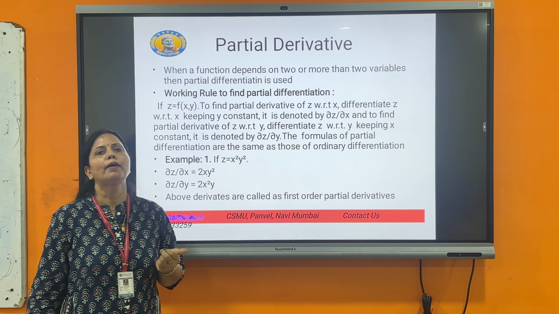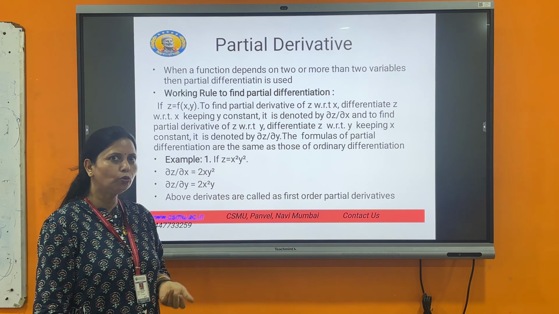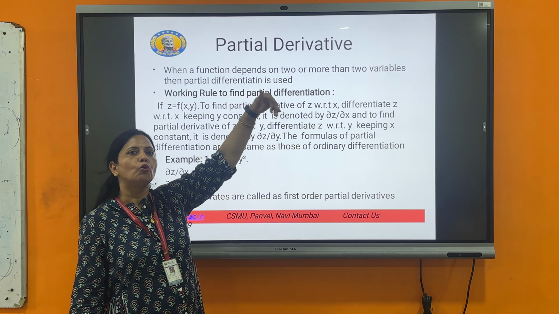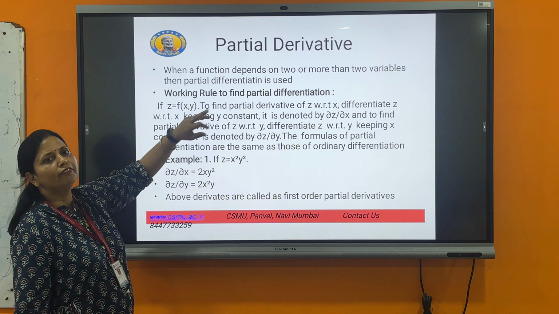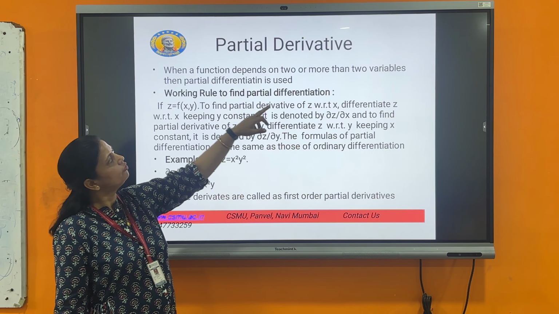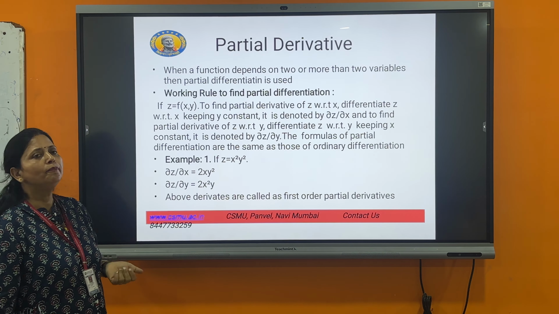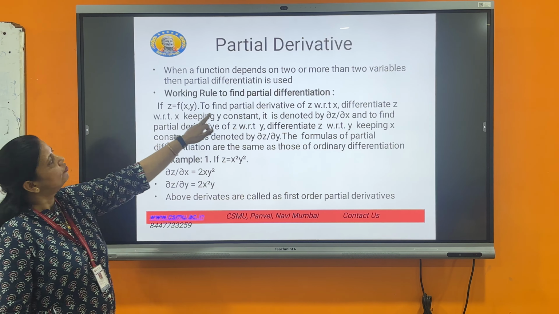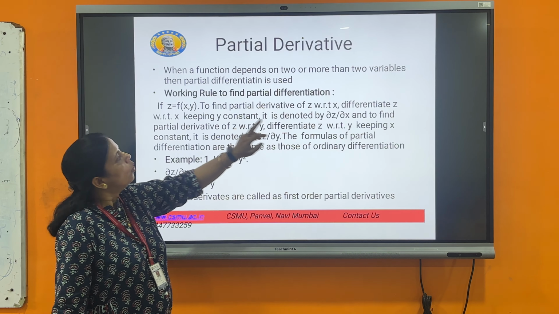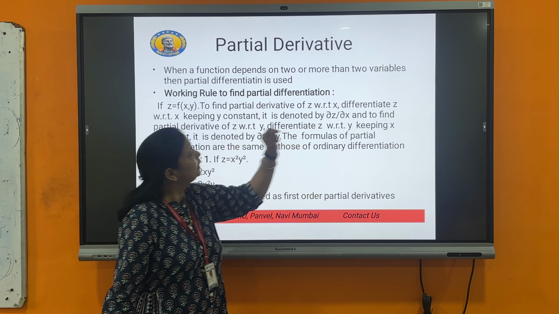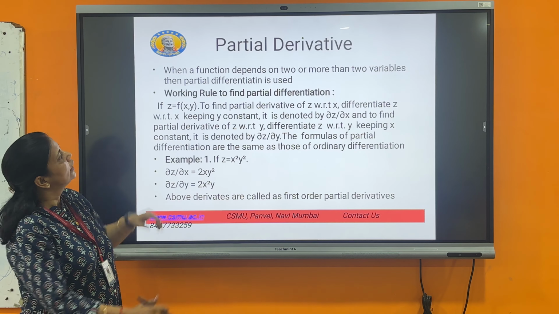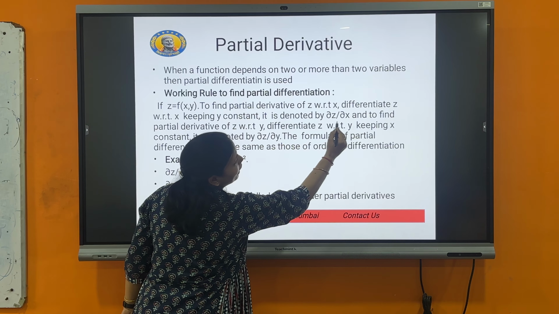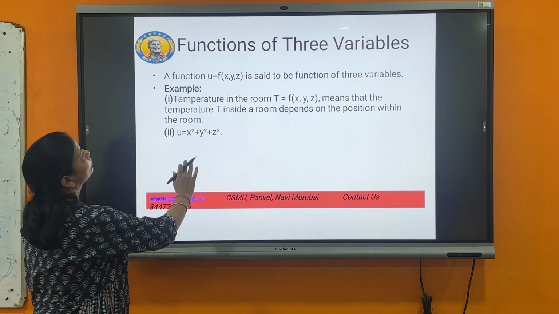Now, how do we define the partial derivative, and what is the working rule to find it? When a function depends on two or more variables, partial differentiation is used. If a function depends on two variables, then to find the partial derivative of z with respect to x, we differentiate z with respect to x, keeping y constant. It is denoted by del z by del x. It is the notation of the partial derivative.